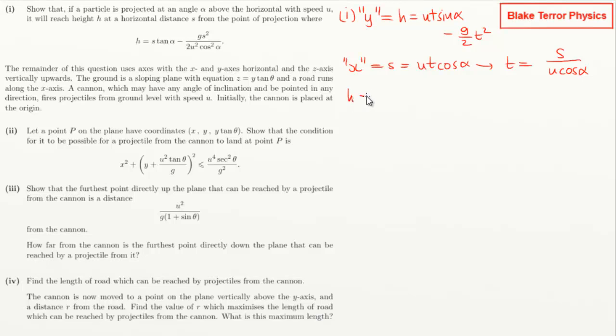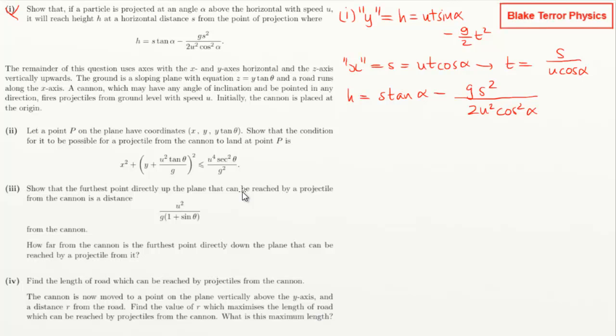So h is going to be ut sine alpha times s divided by u cos alpha. So the u's cancel, and we get s tan alpha. And then minus g over 2. Let's do a big line because it's going to be a biggish fraction. Just got to put in the t squared here, so s squared over u squared cos squared alpha. Right, so that wasn't too bad to get us going. I doubt they gave us many marks for that.